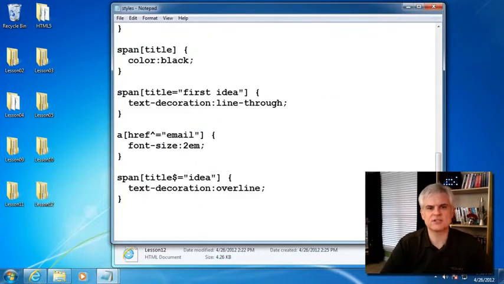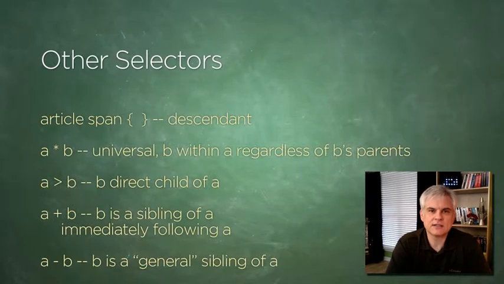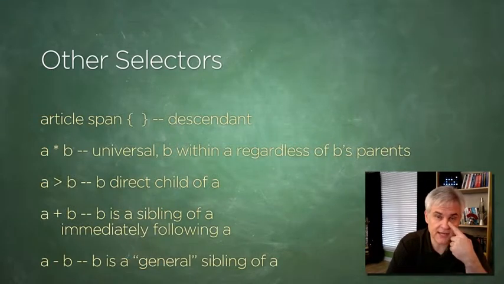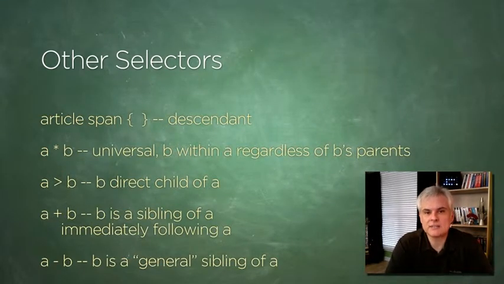Okay, and there's several others that I just didn't take the time to incorporate into this example. Let me just pop them here on screen. There are descendants. So in this case, article span, it would select all span elements that are descendants of article, as opposed to span elements that are descendants of section or some other tag. Then there's where you can use an asterisk character, which means universal. So give me any tag within this other tag A, regardless of B's parents.